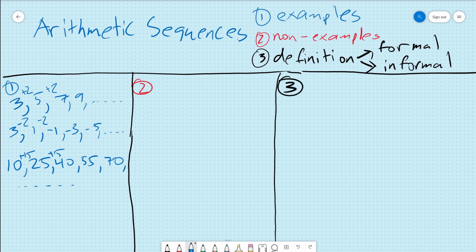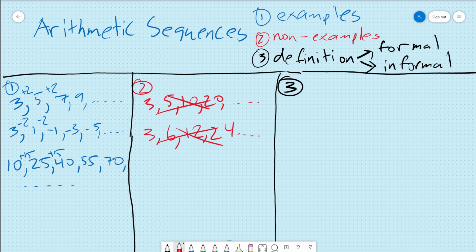So what's a non-example? What's not an arithmetic sequence? Well, it's not an arithmetic sequence if we're adding by 2, and then all of a sudden we decide to add by 5, and then start adding by 10. This is no. It's not an arithmetic sequence if I multiply by 2 and then keep multiplying. That's a different operation. We're adding and subtracting here.